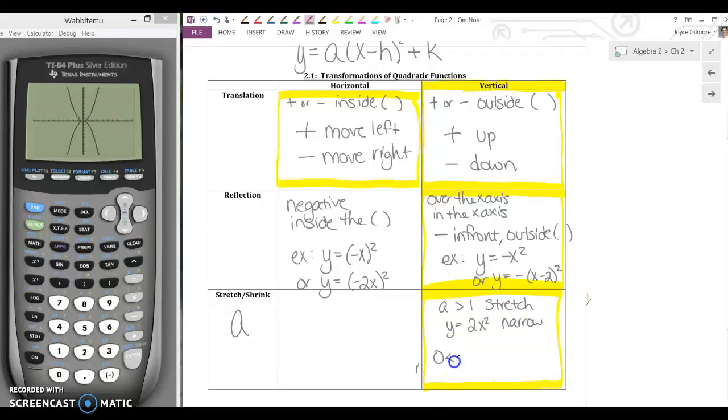If your number is between 0 and 1, like the fraction 1/2, or 1/4, or 2/3, that is going to be a vertical shrink, and it's going to make the graph wider. Because if we push on it vertically, it's going to squish it and make it look fatter.